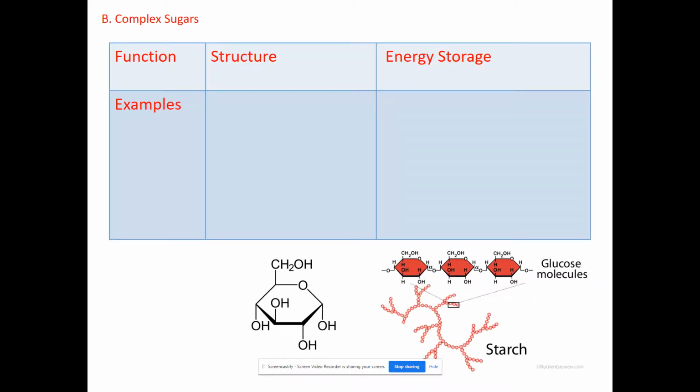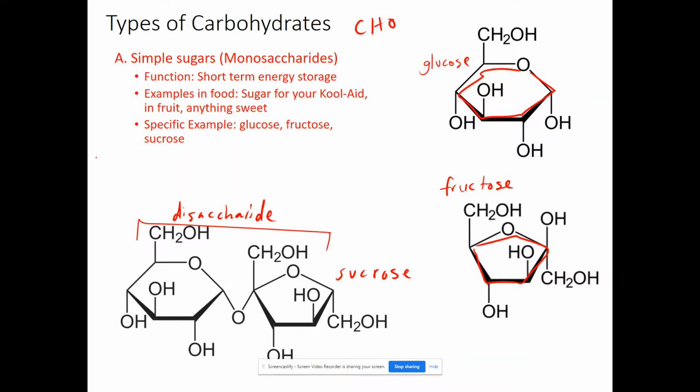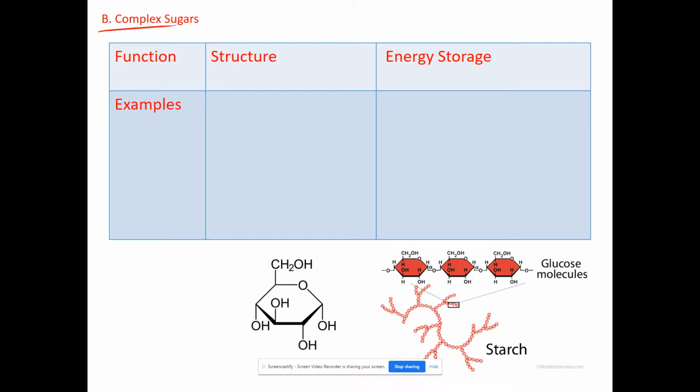All right, complex sugars. So again, we have two kinds of sugars here. We had A, simple sugars, and now we're going on to B, complex sugars. How I have this set up here is that we have two main functions of these complex sugars, which is structure and energy storage. So structure is just what it sounds like. Not only are sugars used for energy, but sugars can be used to build things, kind of as building blocks. And a really good example of a complex sugar is called cellulose. And cellulose is the main component of cell walls in plants.